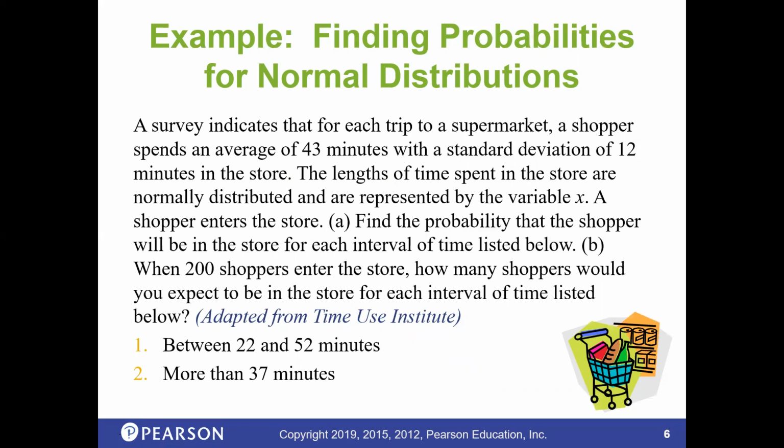The length of time spent in the store is normally distributed. That's what we need. And it's represented by the variable X. So find the probability that the shopper will be in the store for each interval listed below. Each part has an A and a B. So think about the probability that the shopper will be there between 22 and 52 minutes. And then part B says if there were 200 shoppers, how many would you expect to be in the store for that time interval? See if that makes sense in your mind.